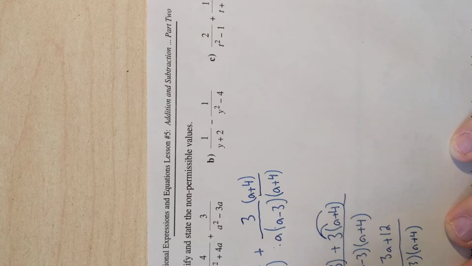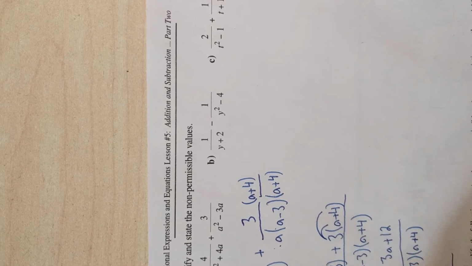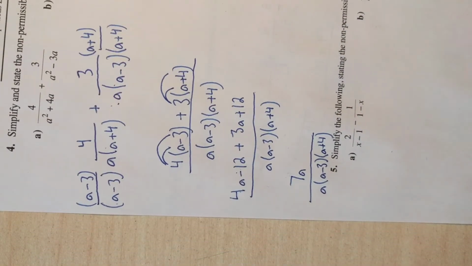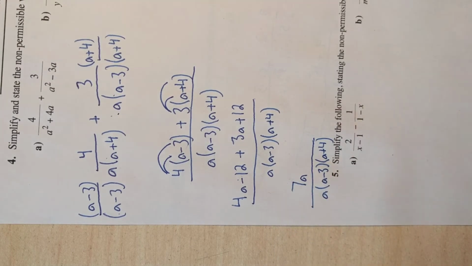Okay. Now we can combine the like terms. 4a and 3a add to become 7a. Negative 12 and positive 12 cancel out because negative 12 plus 12 equals 0, so we can just leave it. The bottom stays the same: a minus 3, a plus 4. Now we're all done the adding and subtracting. What we need to worry about now is to see if we can simplify.